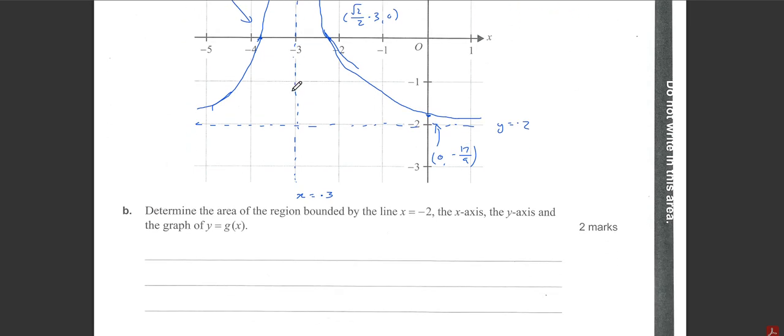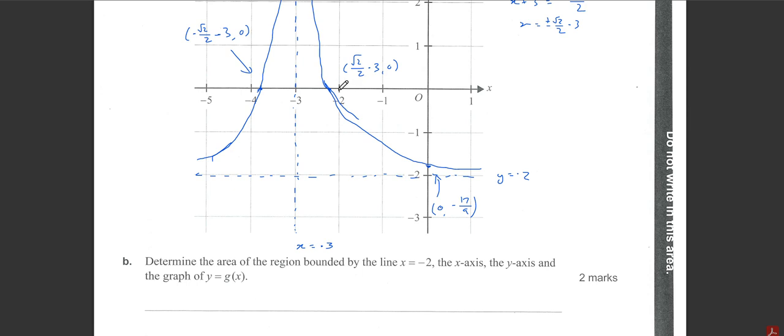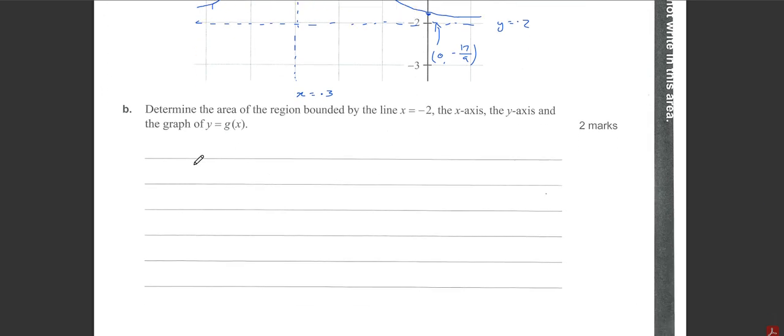All right, now determine the area of the region bounded by the line x equals negative 2, x and y axis, and the graph. So if we draw a line at x equals negative 2, it wants us to find this area. So that area is equal to, since it's below the graph, we need to negative it, negative integral from negative 2 to 0 of 1 over x plus 3 squared minus 2 dx.